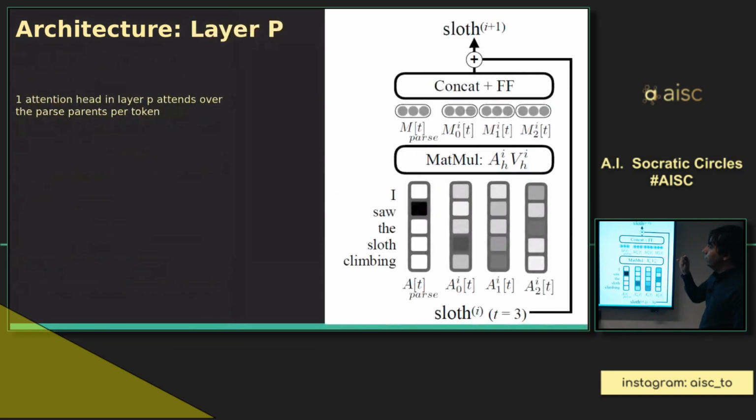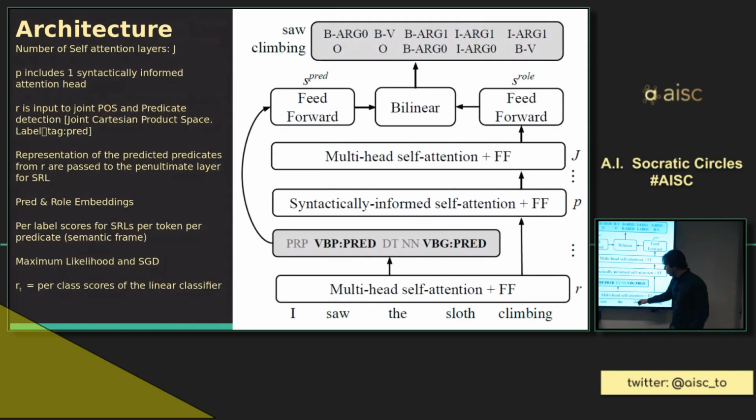Okay. It's one attention head in layer P. So only one of the attention heads in layer P attends over the parents per token. Basically, what it means is that you have these words, and in layer P, one of the attention heads, we want to make sure that it's attending to the right parent. In a dependency parse, the right parent would be the verb that governs that word, right?